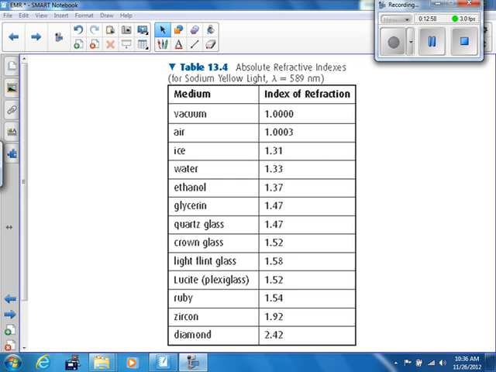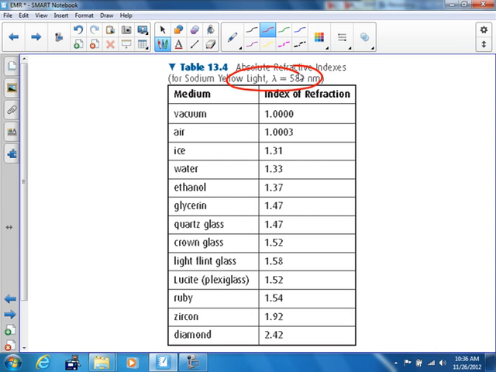You can see up on the board here now a number of different indices of refraction, which obviously you're not going to have to memorize. Notice, though, that it says specifically that they're the absolute refractive indices for sodium yellow light with a wavelength of 589 nanometers. Why do they give me that little piece of data right there? Why do they tell me it's for sodium yellow light with a wavelength of 589 nanometers? The reality is the index of refraction is slightly different for each different color. So if you're going to give me an index of refraction, it has to be for a specific color.